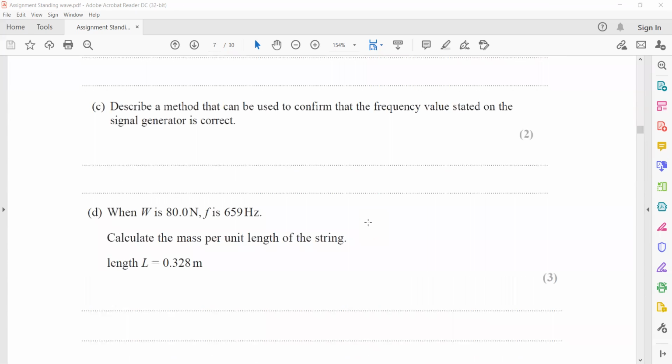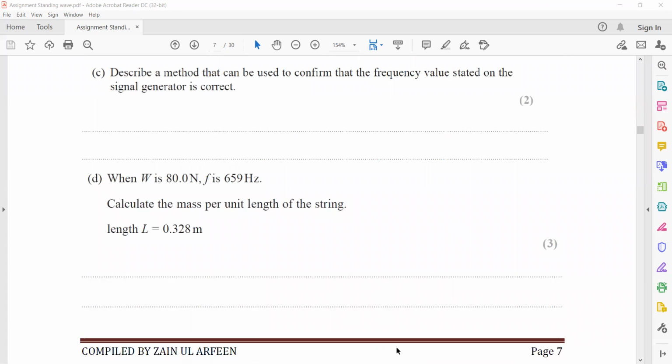Moving on to the next part, describe a method that could be used to confirm that the frequency value stated on the signal generator is correct. So how can we work out that the value which is mentioned for the signal generator is correct? So we can record the vibration by using a camera, and use the time period to find the frequency. Or you can also use a cathode ray oscilloscope, CRO, and find the time period, and using the time period you can find the frequency.